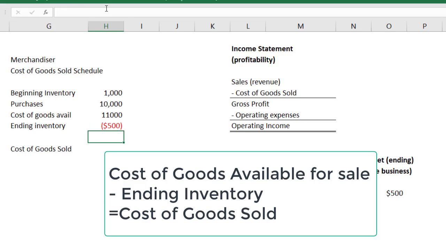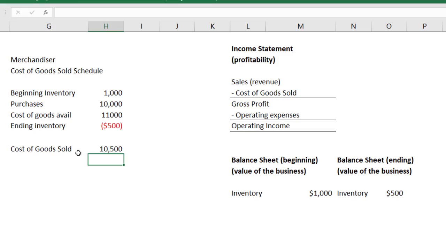So if we were to subtract that, because we didn't sell it, if it's ending inventory, it's still there, then we have $10,500 worth of skateboards that we sold, and that's our cost of goods sold for a merchandiser. And it goes right here. So it goes from here into this schedule, and we can figure out the profitability.